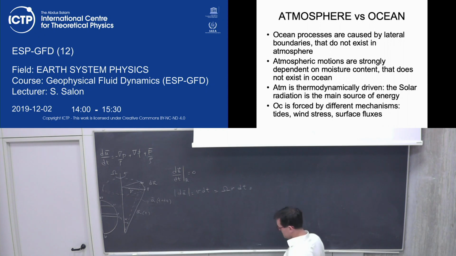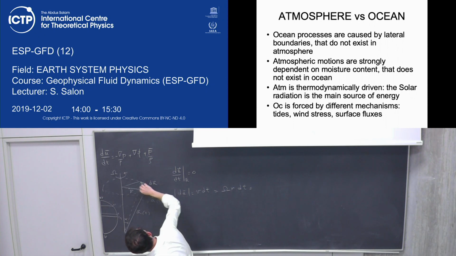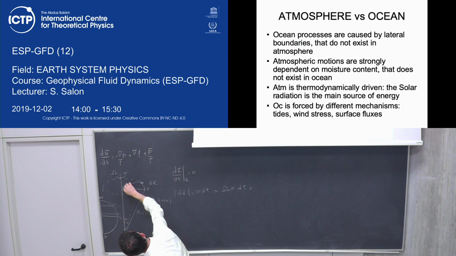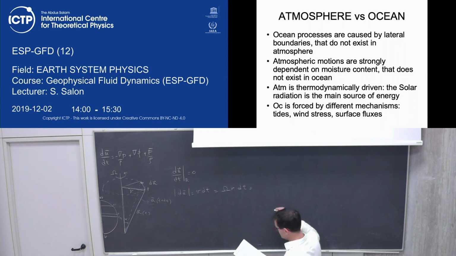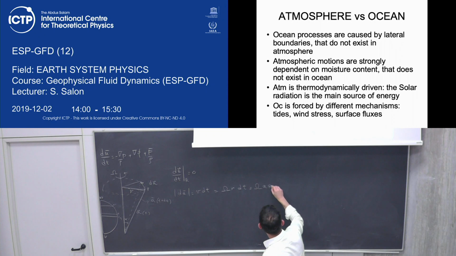Okay, so let's make a step further. We can express r as a function of A. So if we consider this triangle here, which will always be the same because it's just keeping its shape without any change, it's a rectangular triangle which is rotating. So r is nothing more than A times sine alpha. So omega A sine alpha dt.